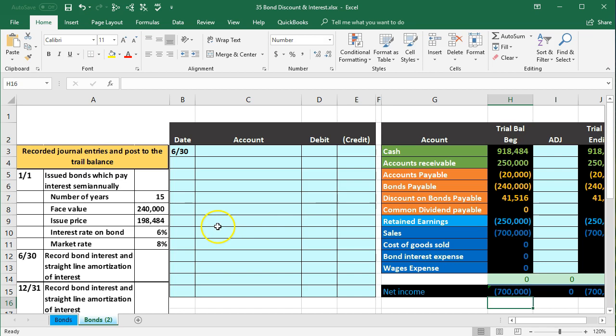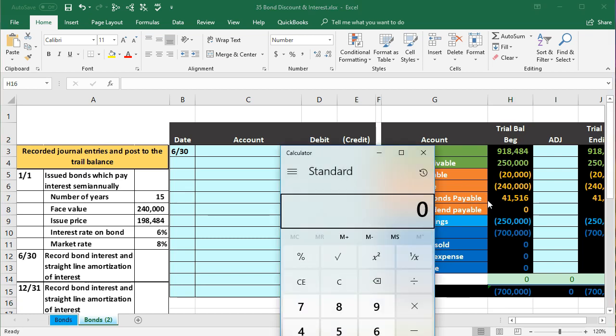We can see that we issued the bond at $198,484. The face amount of the bond was $240,000. So that's going to be here, and that resulted in our bond on the books, $240,000, and a discount of $41,516. That being the difference between the face amount of $240,000 and the issue price of $198,484. So we have this discount.